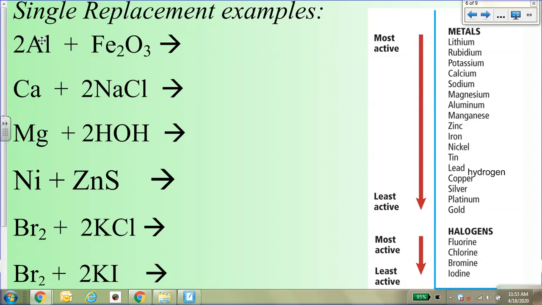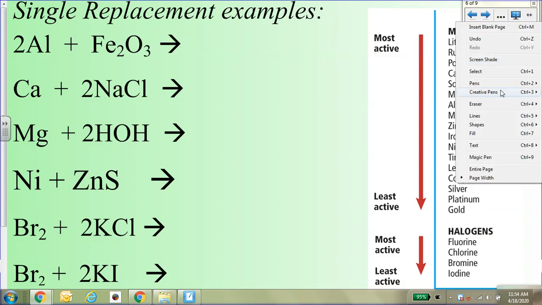Okay, aluminum would like to come in, and aluminum is a metal. Aluminum would like to kick out or replace the iron that is bonded with this oxygen over here. Now remember, with all of the reaction types except combustion, I have given you the coefficients on the reactant side. Okay, so we have to look for aluminum and we have to look for iron. Now take a look at this activity series.